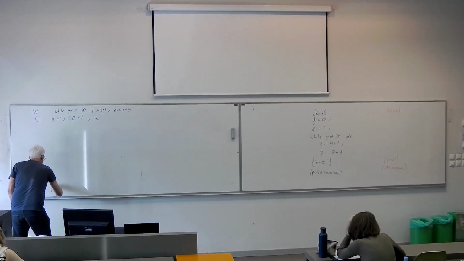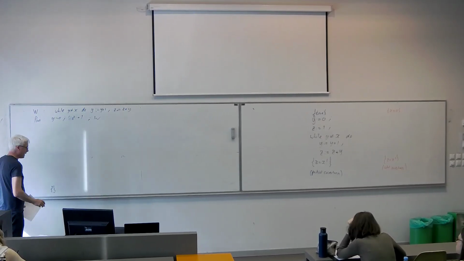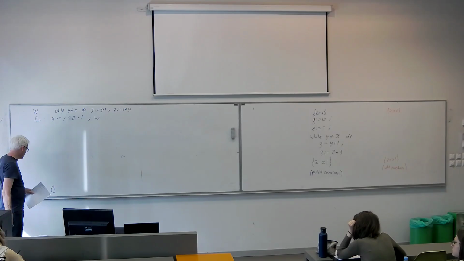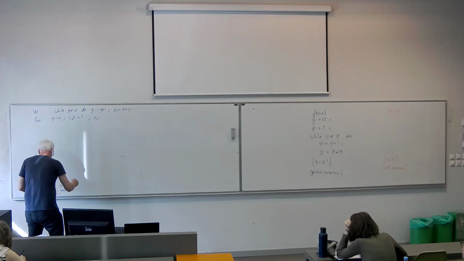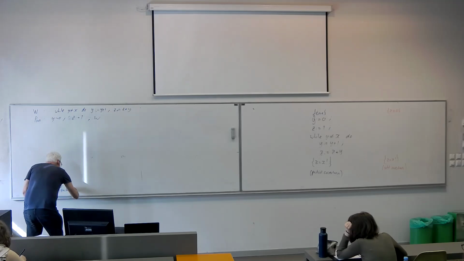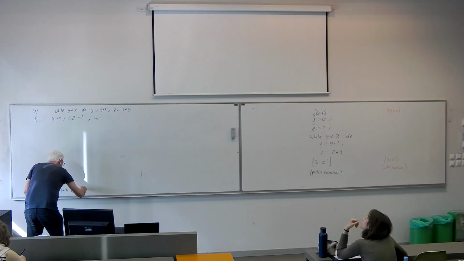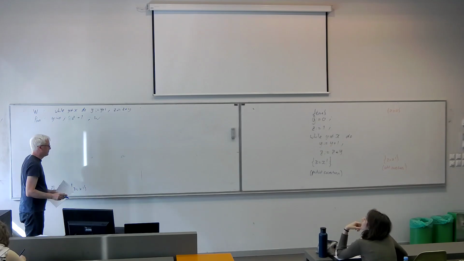We want to verify the Hoare triple. We're going to have proof rules that will allow us to do the verification. We want to verify that the factorial program, after running it, we end up in a state where z is x factorial. Okay?